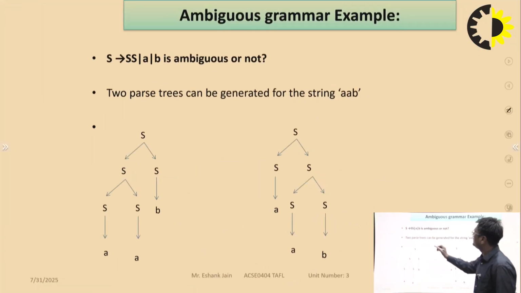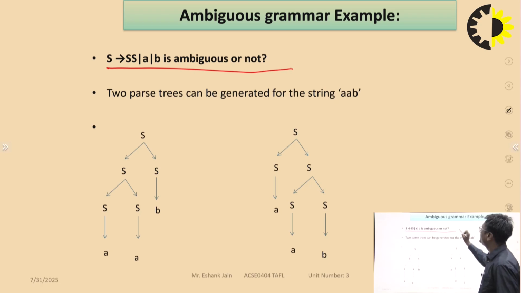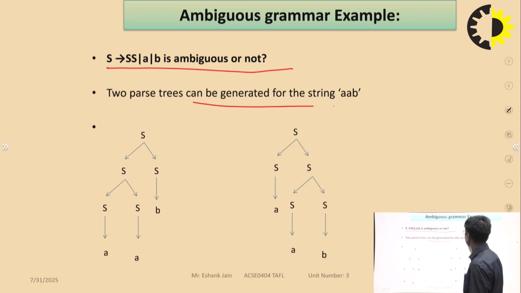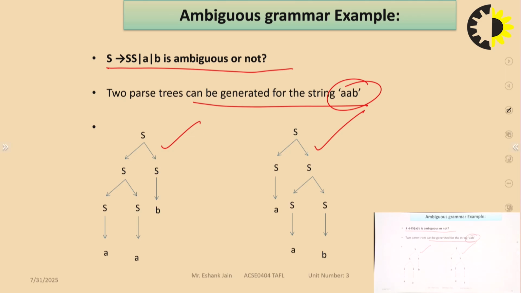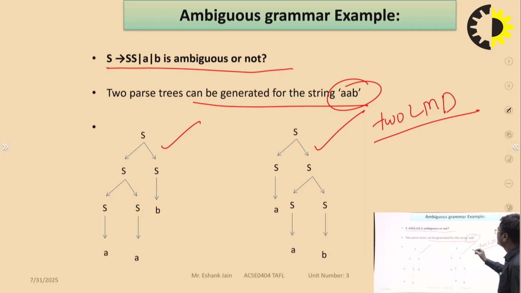Now we check whether this particular grammar is ambiguous or not. We have two parse trees for this particular string. You can see that we have two leftmost derivations. So this grammar is called an ambiguous grammar.